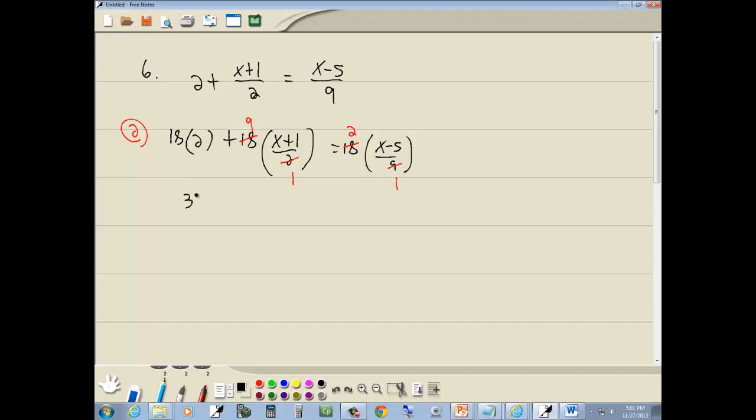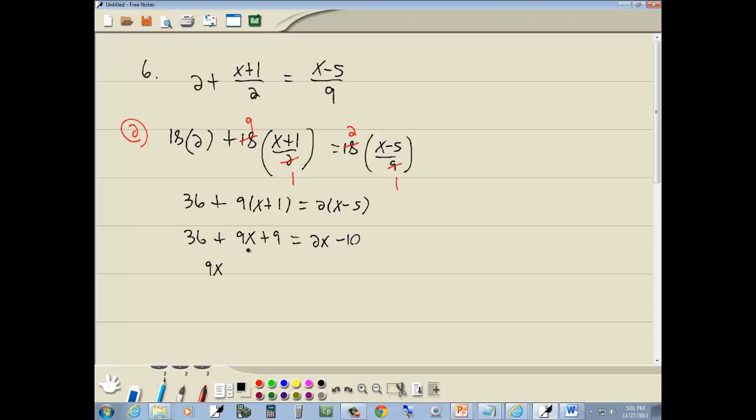18 times 2 is 36. Plus 9 times x plus 1 equals 2 times x minus 5. Well, I'll go ahead and multiply through now. 9 times x is 9x. 9 times 1 is 9. Equals 2 times x is 2x. 2 times negative 5 is negative 10.